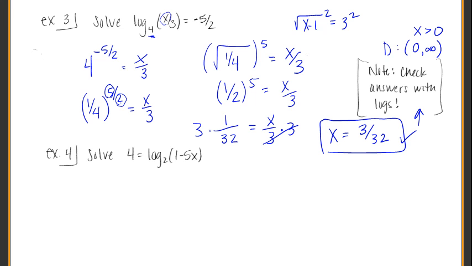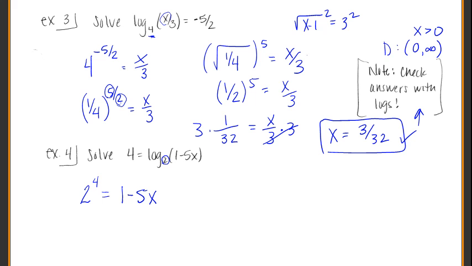Alright, so example 4. We want to solve this equation. 4 equals log base 2 of 1 minus 5x. Again, anytime you want to solve an equation that has logs, always just take it out of log form and put it into exponential form. Start with the base. The base is 2. So start there. Go across your equal sign to get the exponent, equals, and then come back to figure out what it's actually equal to.